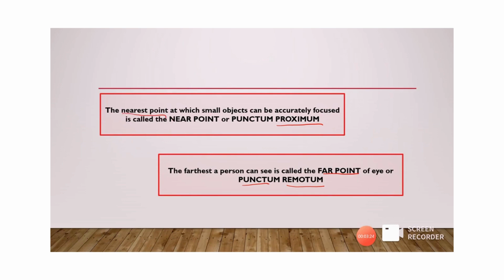Right? So this nearest point is different according to age. In a child, since the accommodation is very active, the near point will be very close to the face, about 7 centimeters.